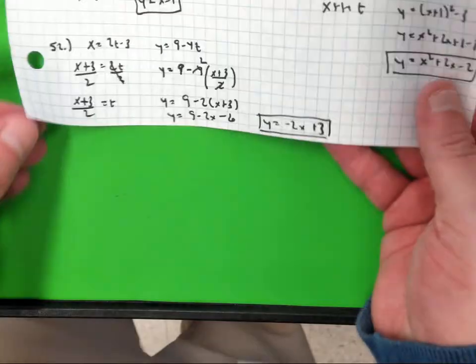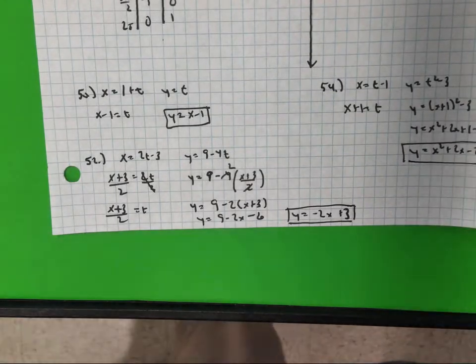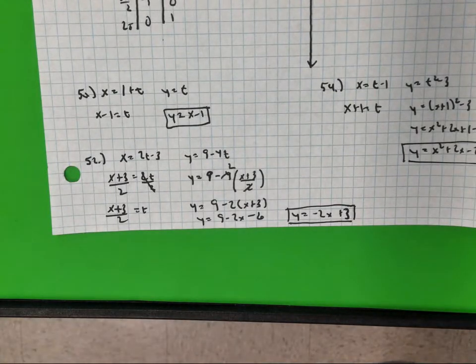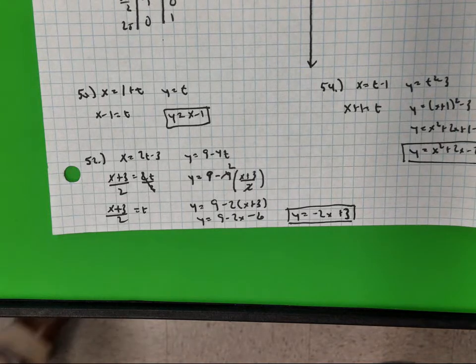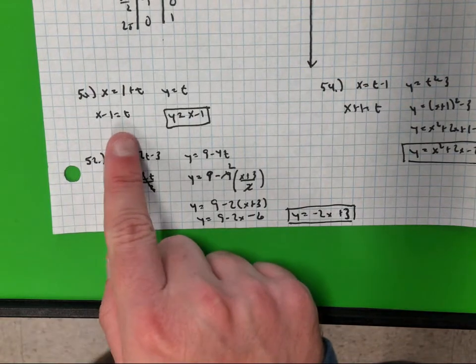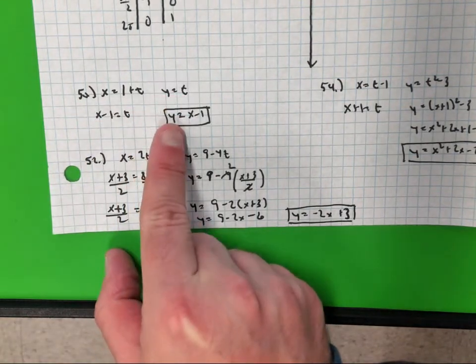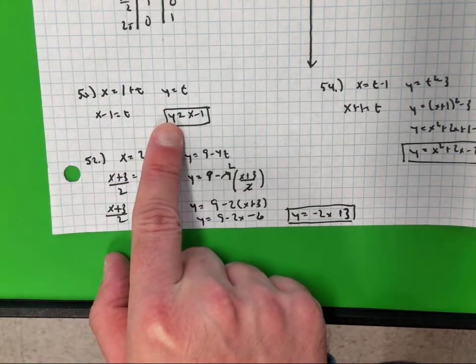Okay, on number 50, we eliminate the parameter. You want to get rid of the t in the end. So you start with the first equation, you solve for t, and then take that and plug that into the other equation. So on this first one, I moved the 1 over. I got x minus 1. T is equal to that, so I substitute that in the second one and got y equals x minus 1.